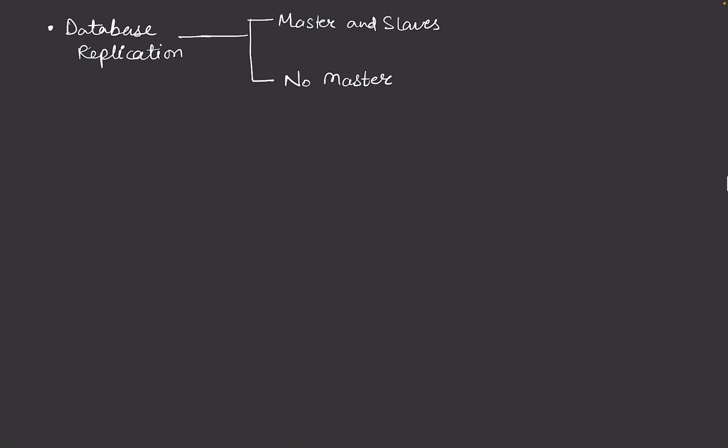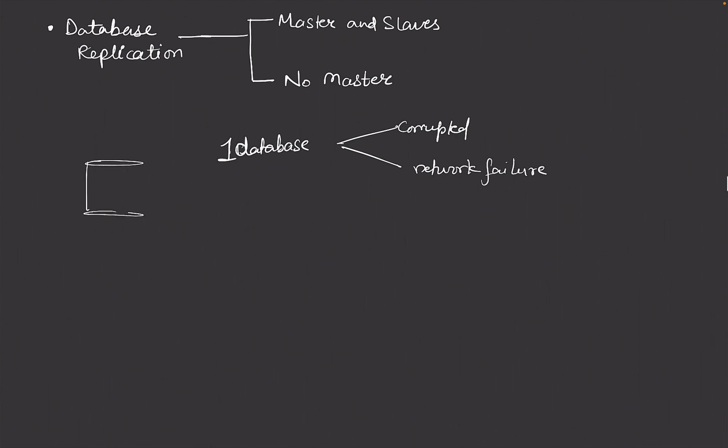Coming back to replication, I briefly mentioned previously that we cannot rely on one database to store our data, because let's say if the database gets corrupted or the database goes down due to network failure, then we need a backup, and that's why we need to copy the data in 2 places and not just one. So let's say this is database 1.